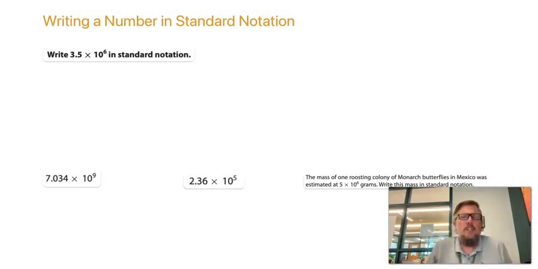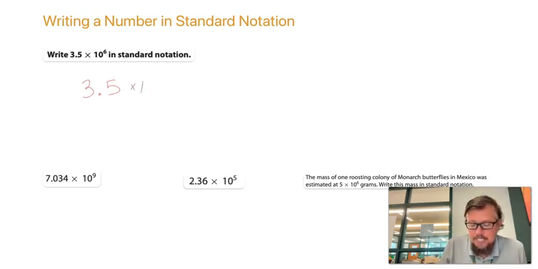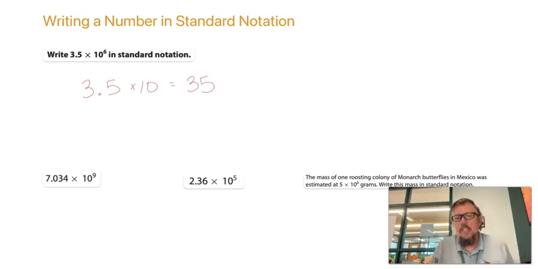So our first example here says to write 3.5 times 10 to the power of 6 in standard notation. So we start off with our 3.5, and times 10 to the 6th means multiply it by 10 6 times. So if we took 3.5 and we multiply it by 10 just one time, we'd get 35. You can verify this on a calculator. 3.5 times 10 is 35.